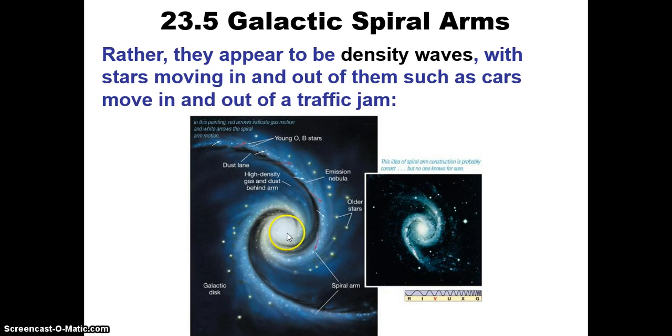What happens is these density waves, which are generated at the center of the galaxy, propagate outward. If you think about a wave, it crests, and then there's a trough, the lowest part of the wave. The highest part of the wave is where you see the spiral arms. So that's the basic idea.